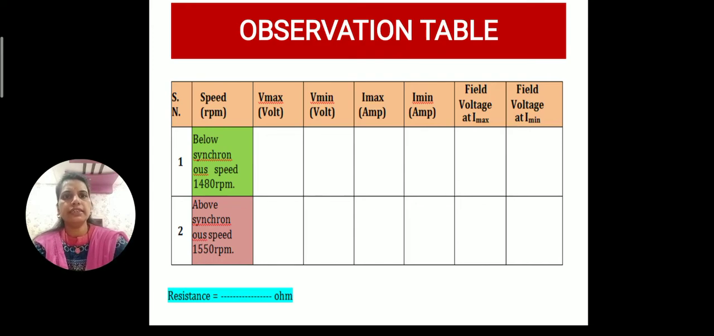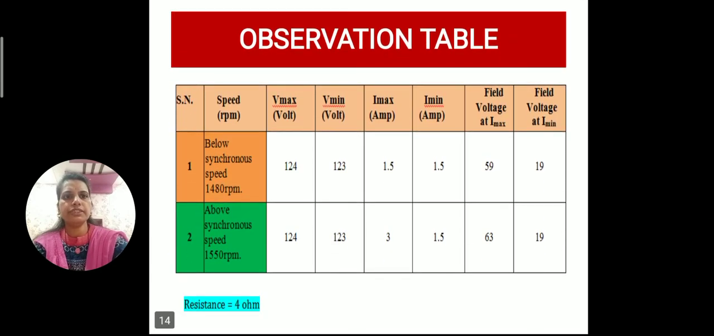If you look at the readings in the observation table, here we have performed the experiment. First we have taken the reading for below synchronous speed, after that for above synchronous speed. So these are the values: Vmax is 124 volt, Vminimum is 123 volt, Imax is 1.5 ampere, Iminimum 1.5 ampere, field voltage at Imax is 59, and field voltage at Iminimum 90. Similarly, we have taken the reading for above synchronous speed, near about 1550 rpm. So again these values were given. So after performing the experiment we got these values.